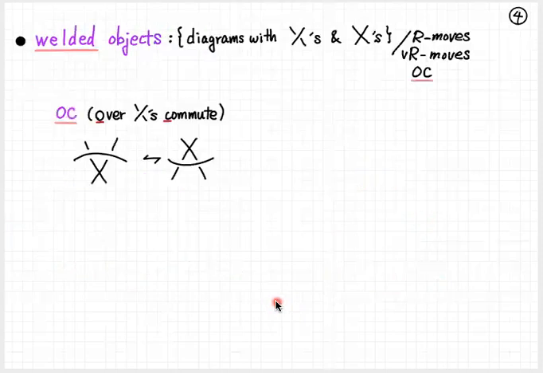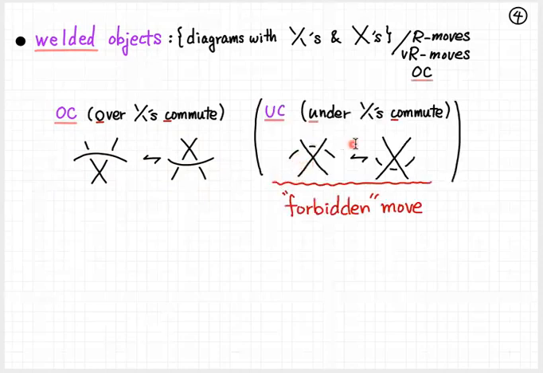Then a welded object means diagrams with real and virtual crossings up to Reidemeister moves, virtual Reidemeister moves, and the Ōshi move. Ōshi stands for overcrossing commute. So here, this is the Ōshi move: this overcrossing moves to here. So this is the overcrossing commute move. We also have an undercrossing commute like this, but we don't allow this move. So this is a forbidden move.